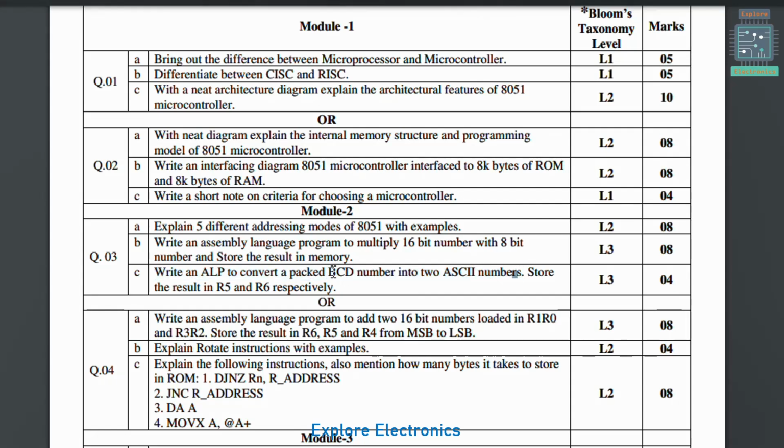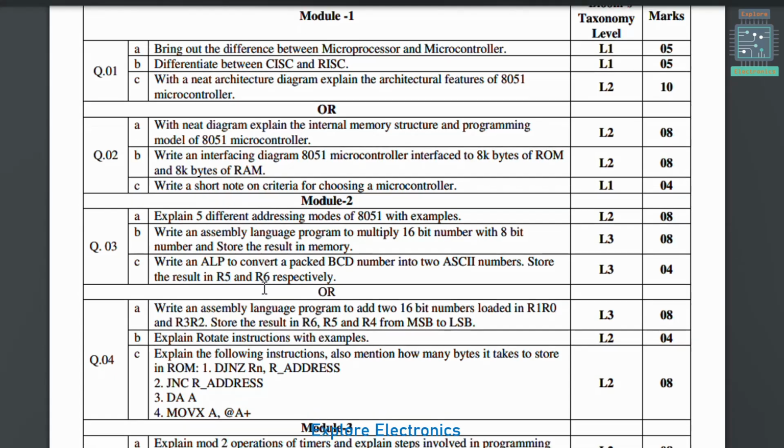We need to convert a packed BCD number to 2 ASCII numbers and we need to store that result in R5 and R6 respectively. While programming, you need to use these registers to store the result.